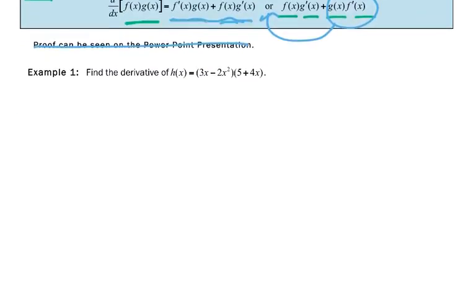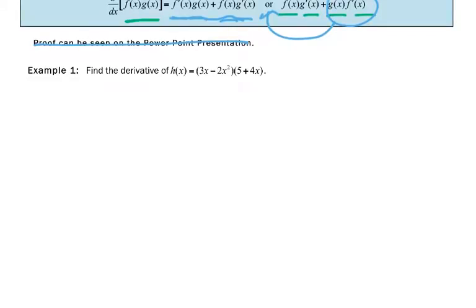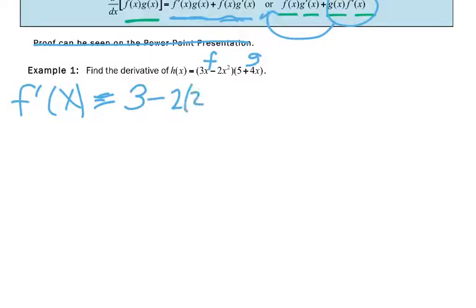Let's go to the first example. So you don't have to do this every time, but to start, I think it's helpful to actually identify f and g and find their derivatives. So the derivative of f of x, this should be hopefully straightforward after our practice today. The derivative of 3x is just 3 minus the derivative of 2x squared. Derivative of 2x squared is 2 times 2x to the first. So that simplifies to 3 minus 4x.